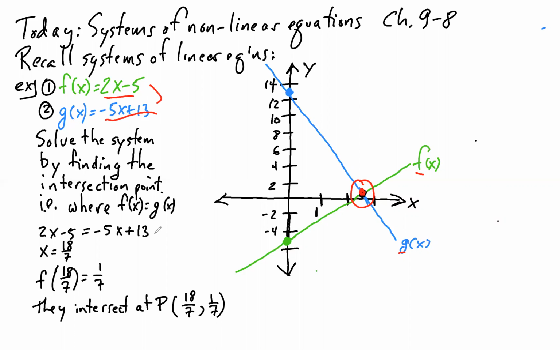So that's exactly what we did. We set them equal to each other. We found x. Then we take this value of x, we plug it back into one of these two equations, your choice, whichever one is easier, and find out what y is. And it turns out when x is 18 over 7, y is 1/7, and that's that point right there.